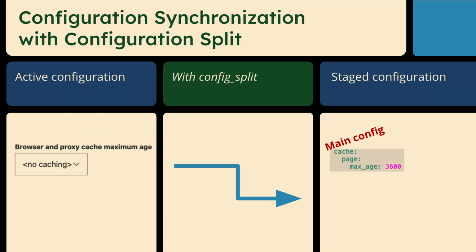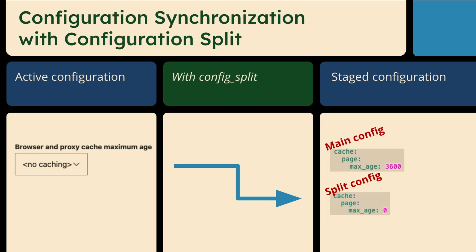And as that configuration is exported out of active configuration to the staged configuration, to the YAML files, config split pulls out the changes between active configuration and staged configuration, and it saves those in a separate place. It can save the entire configuration object or just parts of it, depending on how you set it up. So you'll have your main configuration saved, and then split saved somewhere else.